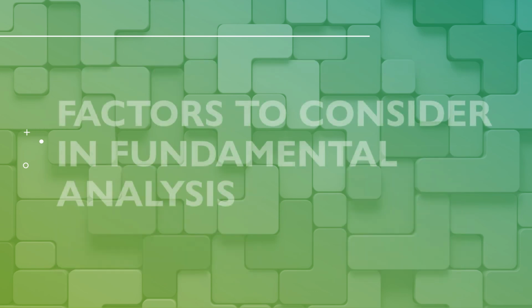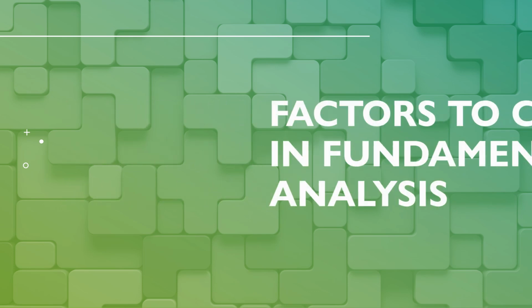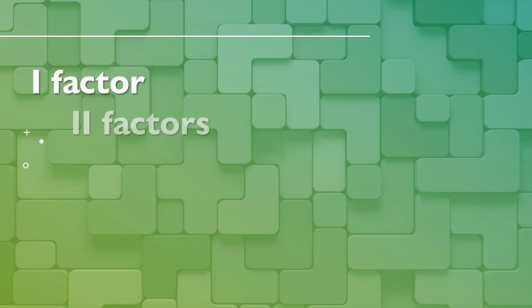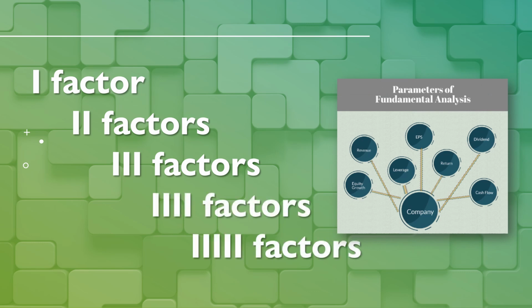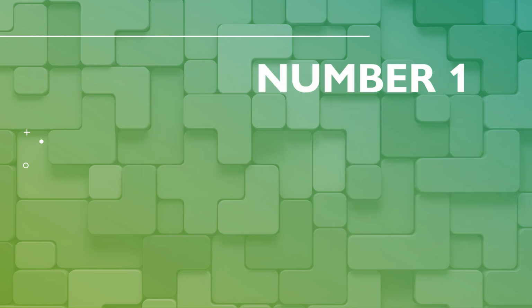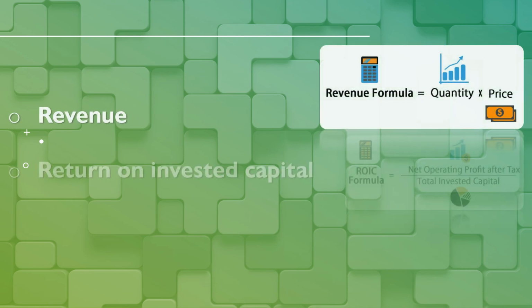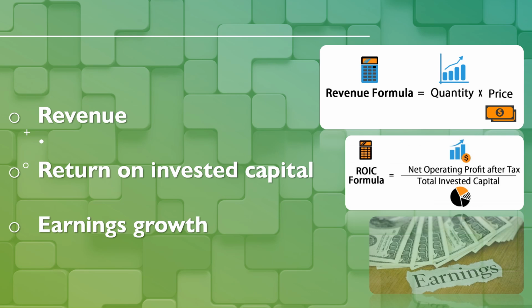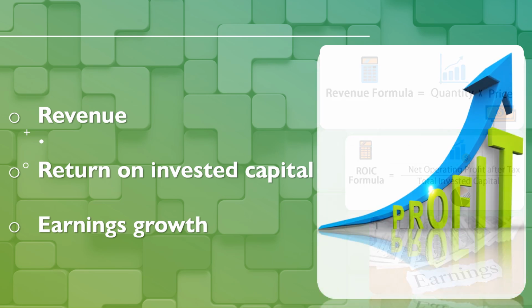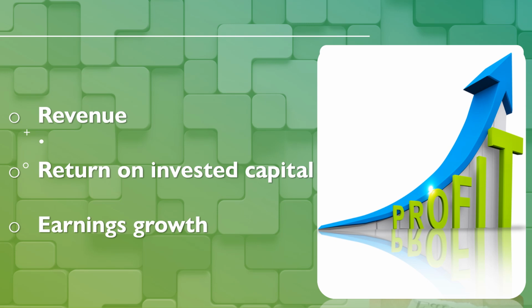Factors to consider in fundamental analysis. There are several factors that investors should consider when conducting fundamental analysis. These include: Number 1. Revenue, return on invested capital, and earnings growth. Investors should look for companies with consistent revenue and earnings growth over time. This indicates that the company is profitable and has a sustainable business model.